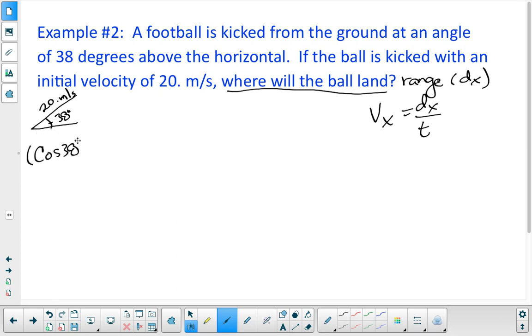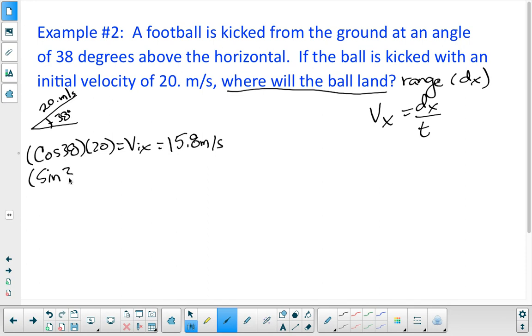So cosine of 38 times 20 is going to give us our adjacent side here, which is Vix. The value of that, cosine of 38 times 20, gives us an initial horizontal velocity of basically 16. It's 15.7, 15.8 meters per second. I'll leave it with the one extra sig fig. We only have 2 sig figs in our problem. I'll leave it with the extra one as we're doing our calculations.